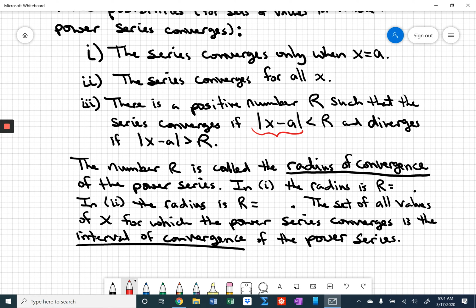This number r has a name. This number r is called the radius of convergence, and the geometry that I'm going to show you in a minute will hopefully illustrate why we call it that. But it's the radius of convergence of the power series.